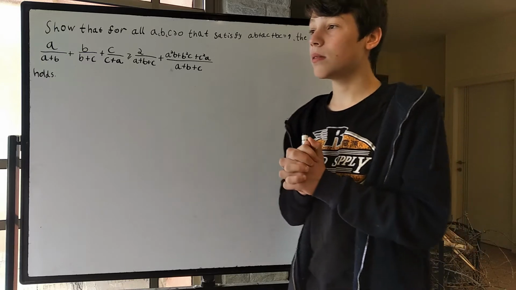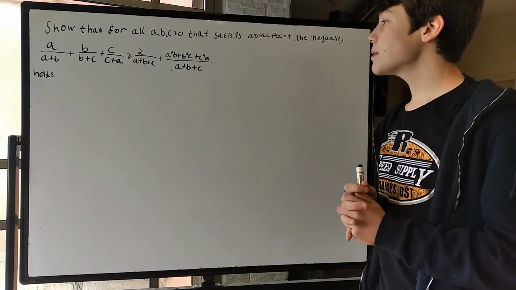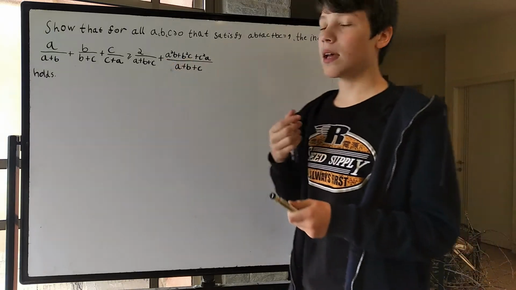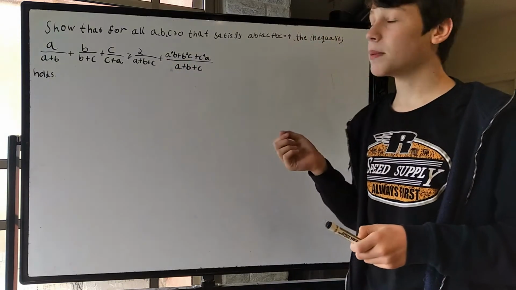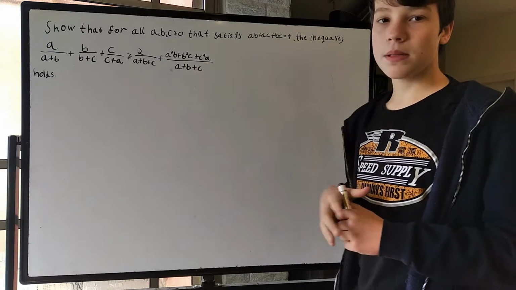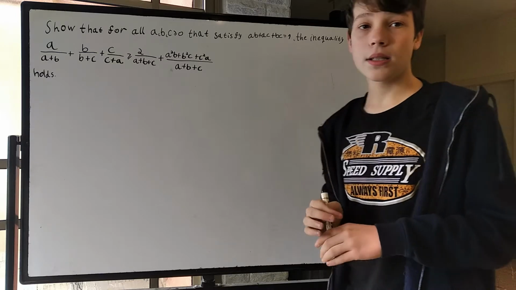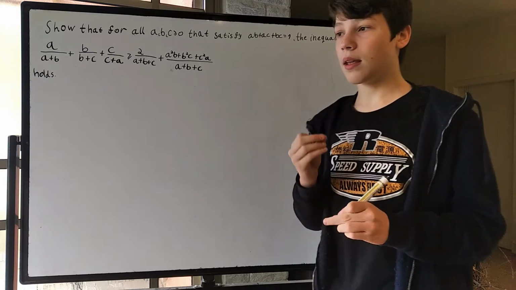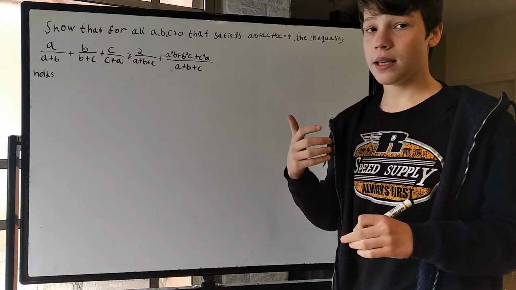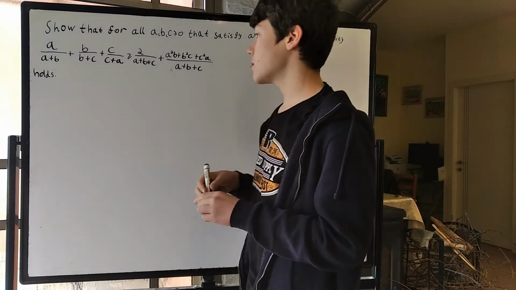Okay, so let's begin. These two have an obvious common denominator of A plus B plus C, so it might be useful to multiply by A plus B plus C on each side, because A plus B plus C is also symmetric across A, B, and C, which is good, and you'll soon see why.